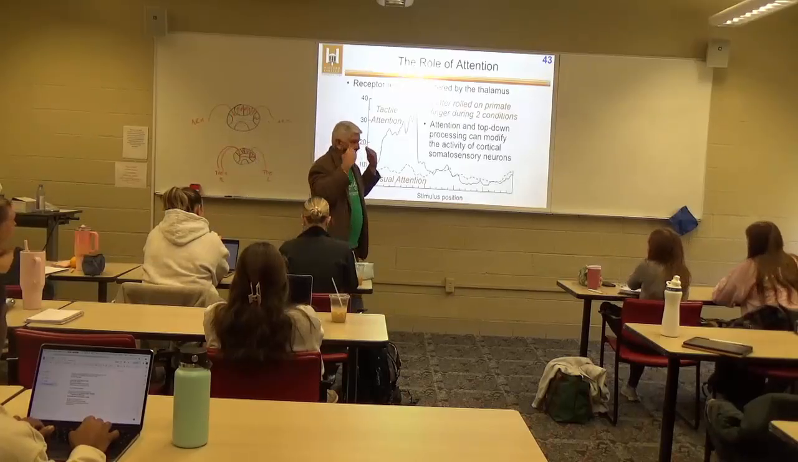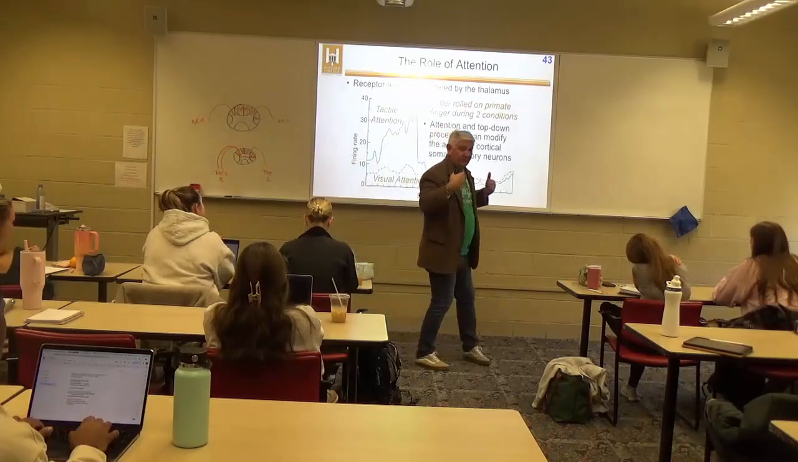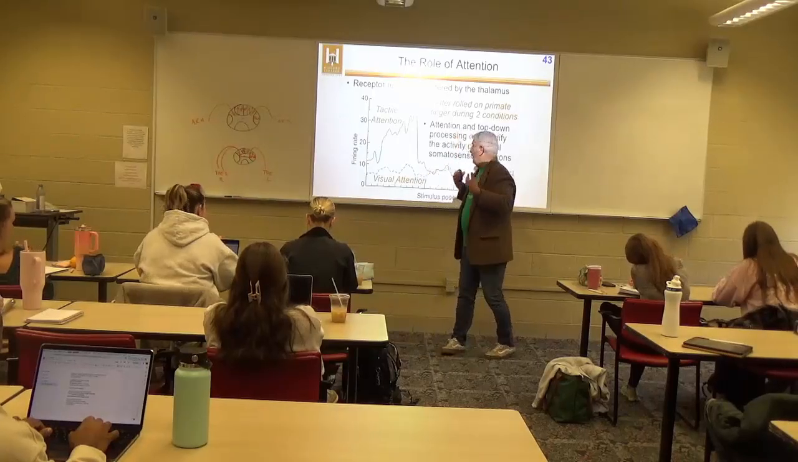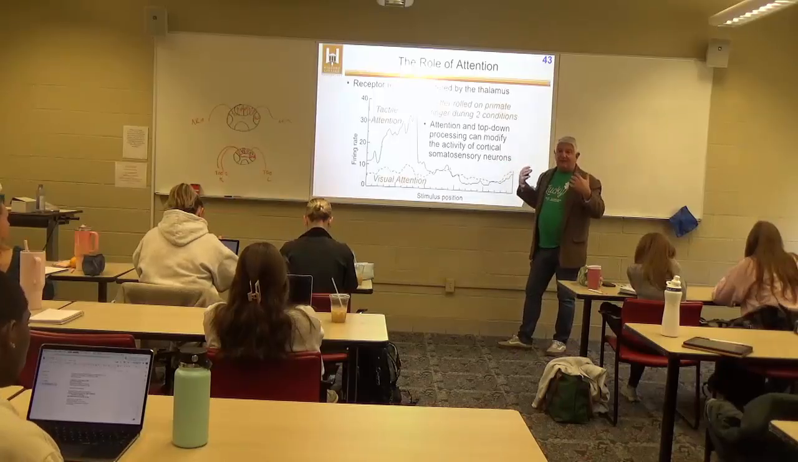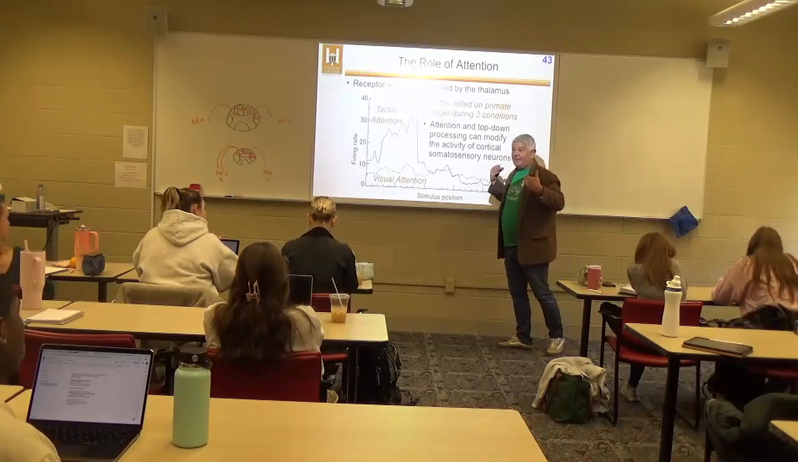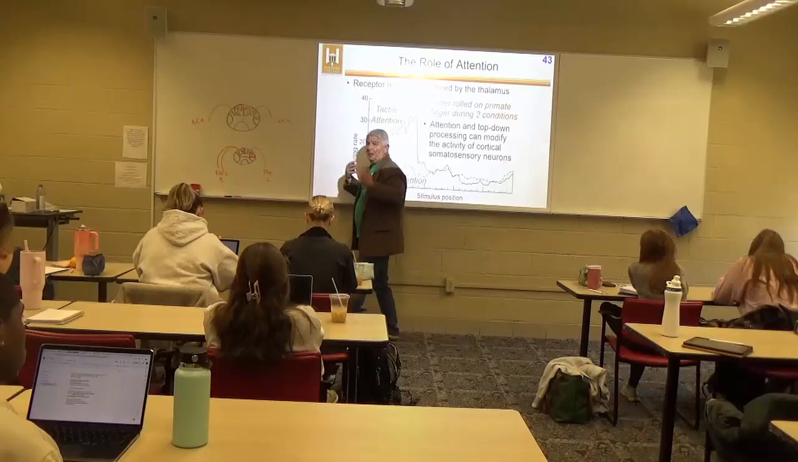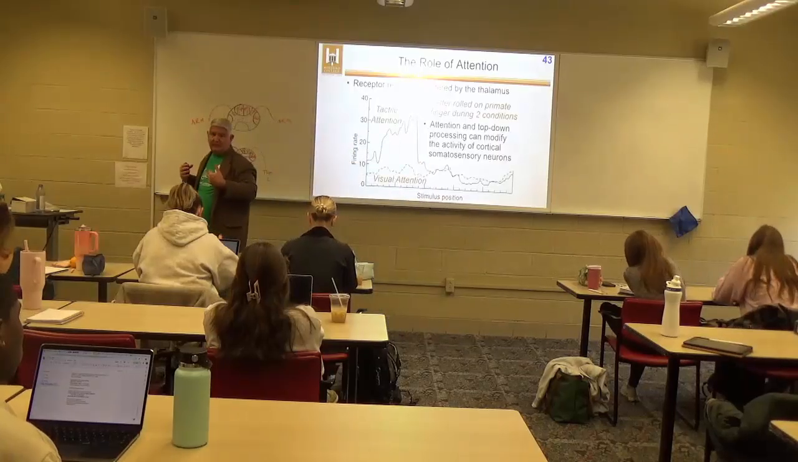So attention and other top-down influences, right, are changing what activity is getting through the VP of the thalamus to our perceptual areas of the cortex.